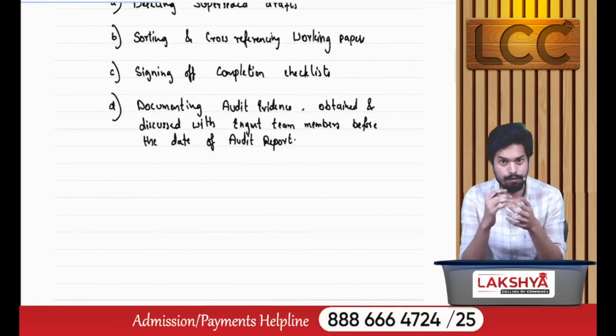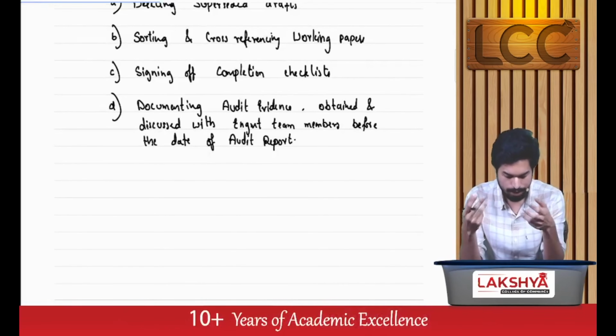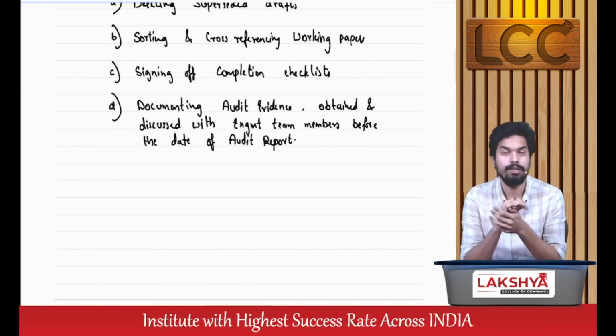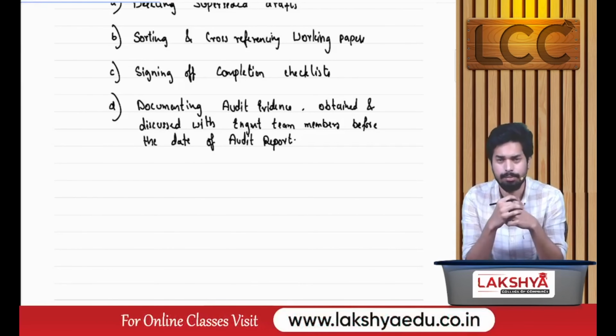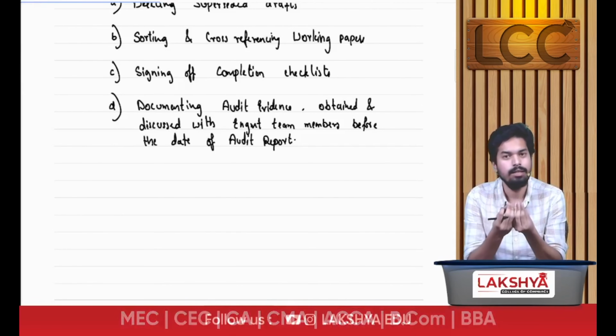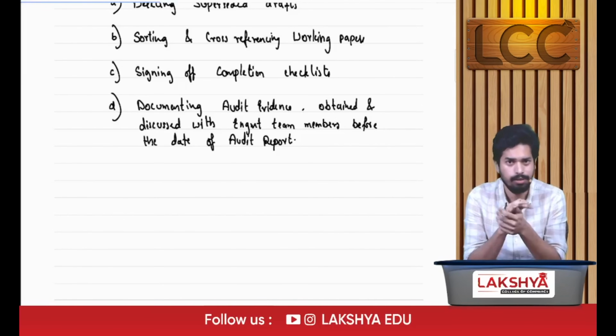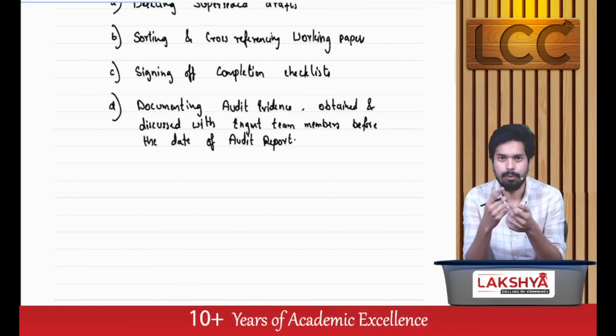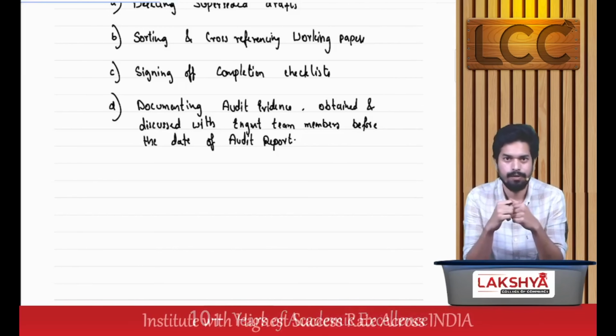Next one, signing of completion checklist. Documenting audit evidence obtained and discussed with the engagement team members before the date of audit report. I'll give an example. Suppose while you are conducting audit, you have inquired a person, assume a production manager, oral inquiry, and you have obtained a response from him.